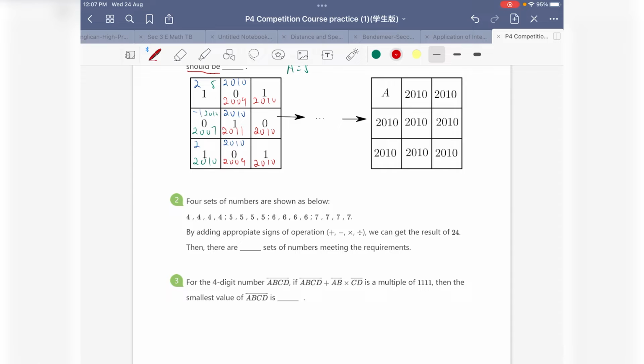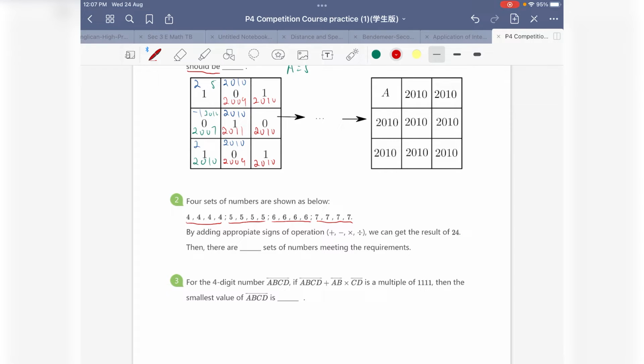Now, 4 sets of numbers are shown as below. We have 4 different sets: all 4s, all 5s, all 6s, and all 7s. By adding appropriate signs of operations, that is our addition, subtraction, multiplication, and division, we get the result of 24. Then how many sets out of these 4 sets of numbers satisfy these requirements?